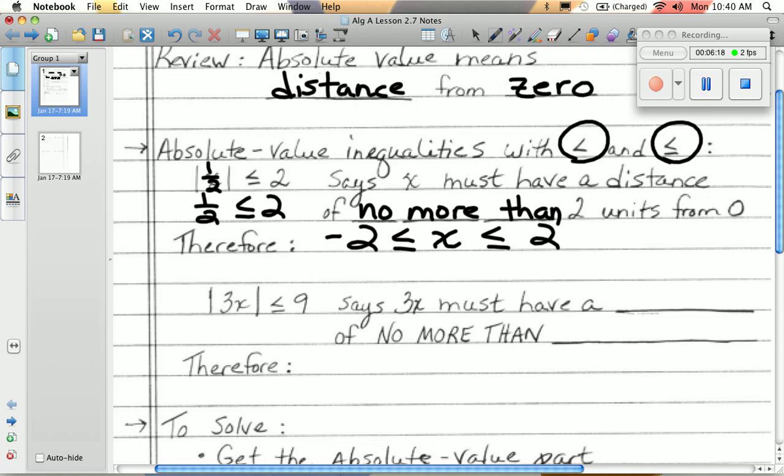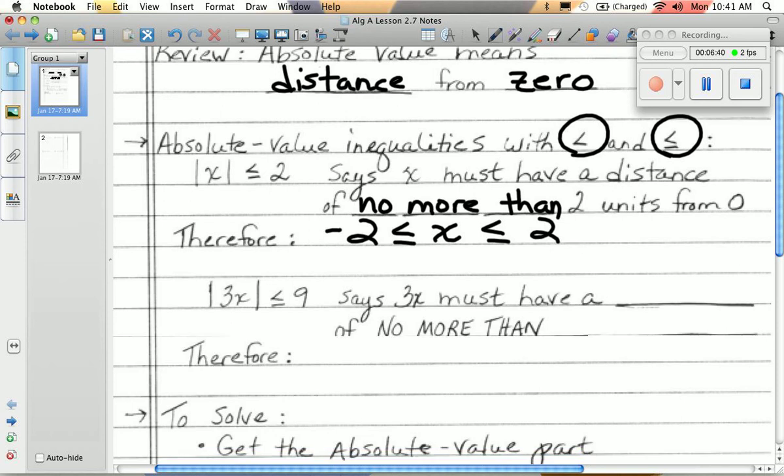So we can't begin to state all the numbers that are no more than 2 units away, so we have to state it as a compound inequality like that. Trey? Are we going to graph this? We are going to graph when we start solving, okay? So right now we're just kind of exploring what this really means.